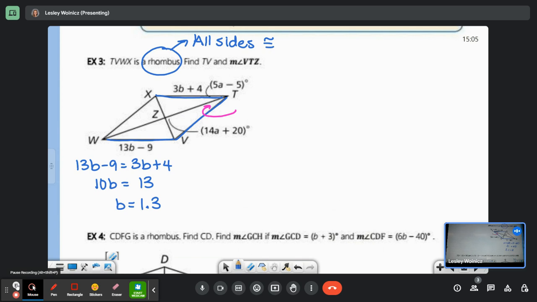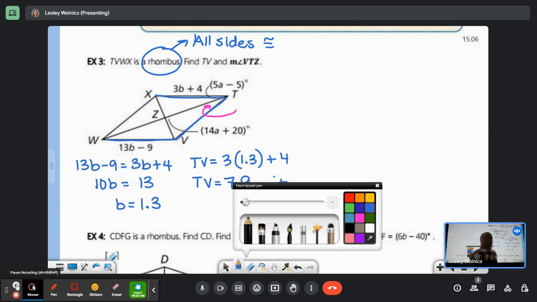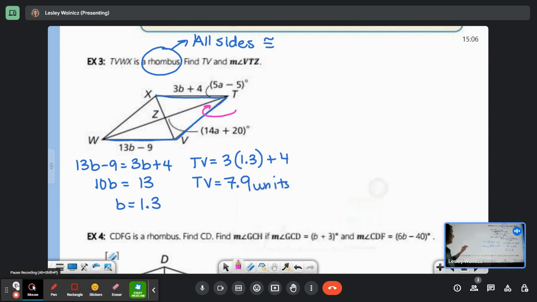Okay, now pick the easiest one to plug into. I picked the top one. So TV is going to be the same as XT, which is 3b plus 4. And I know that b is 1.3. Are we getting 7.9? Do we know units? Okay. Mystery units. All right, let's talk about the angle.